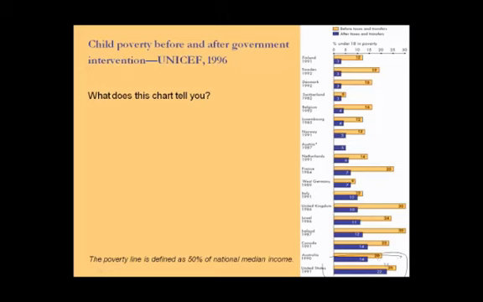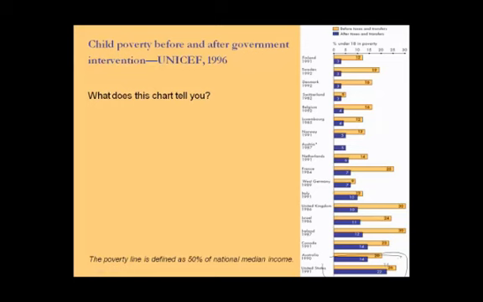The last one. What can you tell me? It hasn't gone down as drastically as others. That's true. What else can you tell me? Very high in the United States. That is true. But it's also high in, for example, Ireland, which had 30% before government intervention. After government intervention, it had 12. What else can you say?